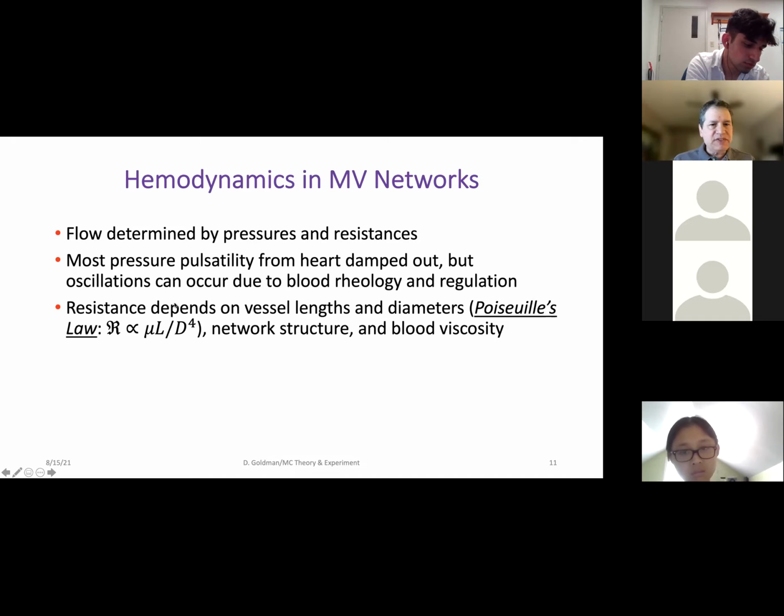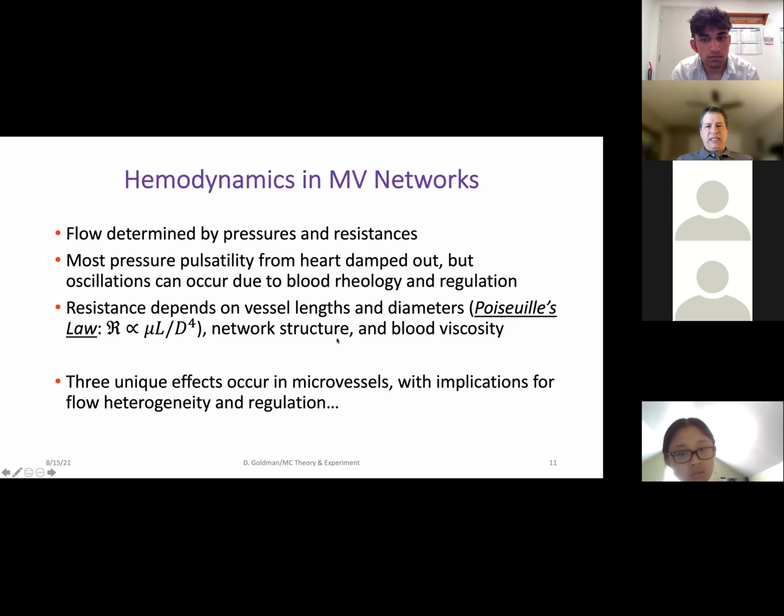And now resistance is a little different in the microcirculation because although it does depend on length and diameter, following Poiseuille's law, so resistance goes like viscosity, length over diameter to the fourth. There's also network structure that can affect effective resistance, and there's also blood viscosity that can be variable. Okay, so this is something I'll talk about. So essentially in the microcirculation, there are three effects that you see in small vessels you don't see in large vessels, and these are what produce heterogeneity and require really sophisticated regulation to make things work, okay?